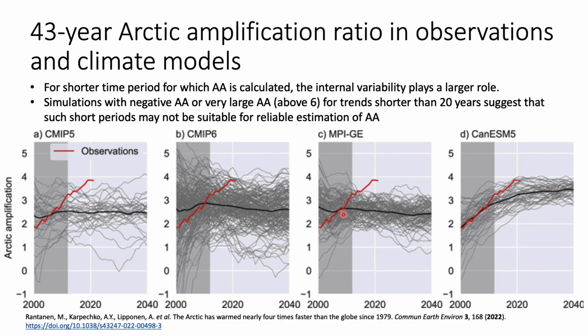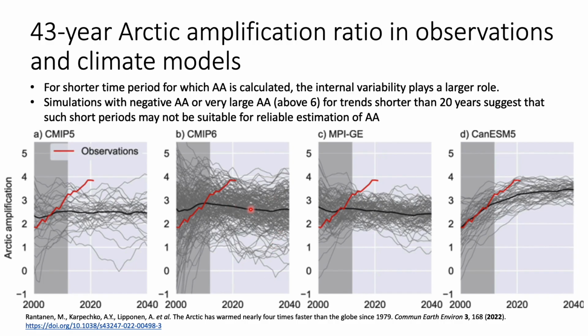CanESM5. If you look at all the cases, the red line is the observation, which is much higher than what the models predict. The black one is predicted by the model. So this is what we call the Arctic amplification. In fact, if you look at this, it happened somewhere around 2010 or so. The calculations shown here are from 2000 up to 2020. Then here there is also prediction for the future.